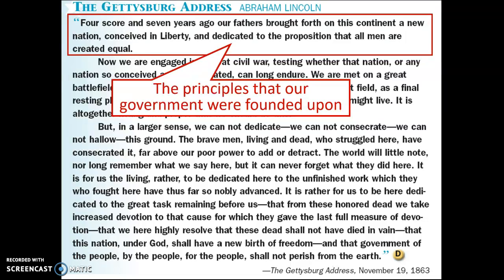First off, it talks about the principles that our government was founded upon in the first place. And notice here that when he says nation, he's not saying union. He's not saying just the North. He's referring to the entire United States of America, which does include the South. Also, he brings forth language that is very reminiscent of the Declaration of Independence, dedicated to the proposition that all men are created equal. That's the Declaration of Independence right there.